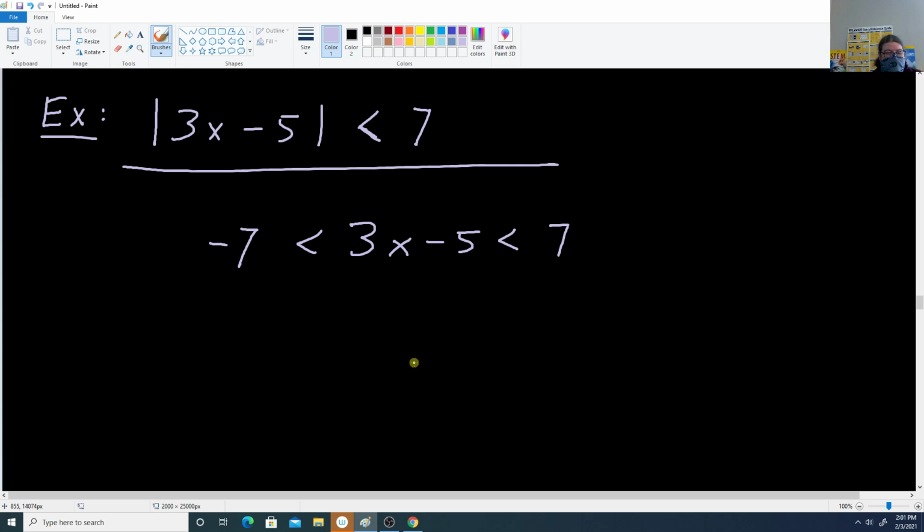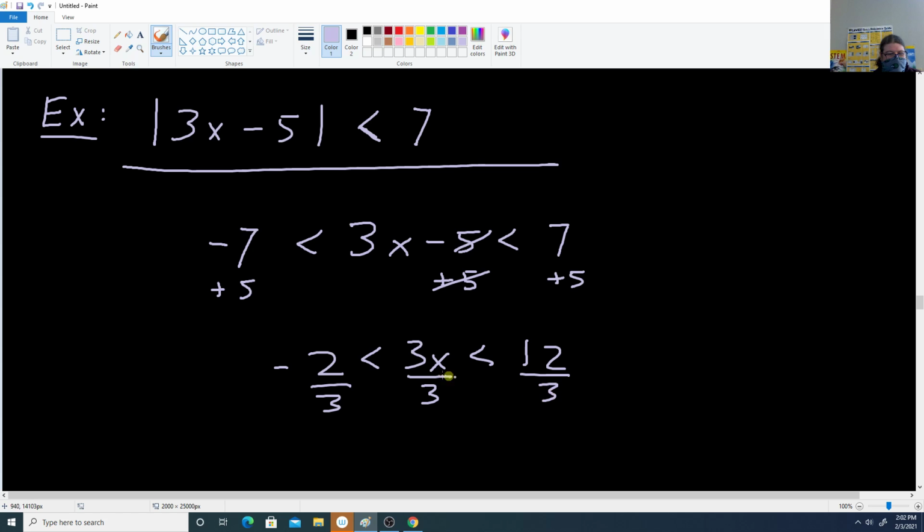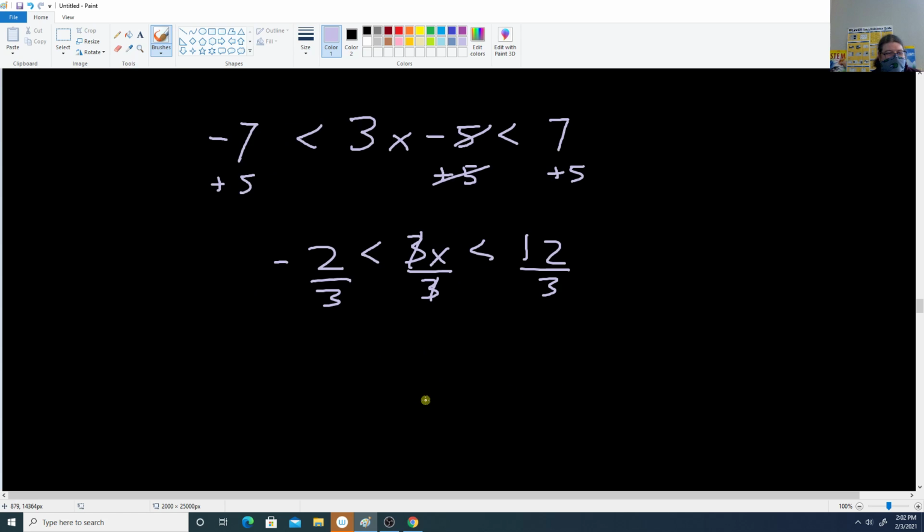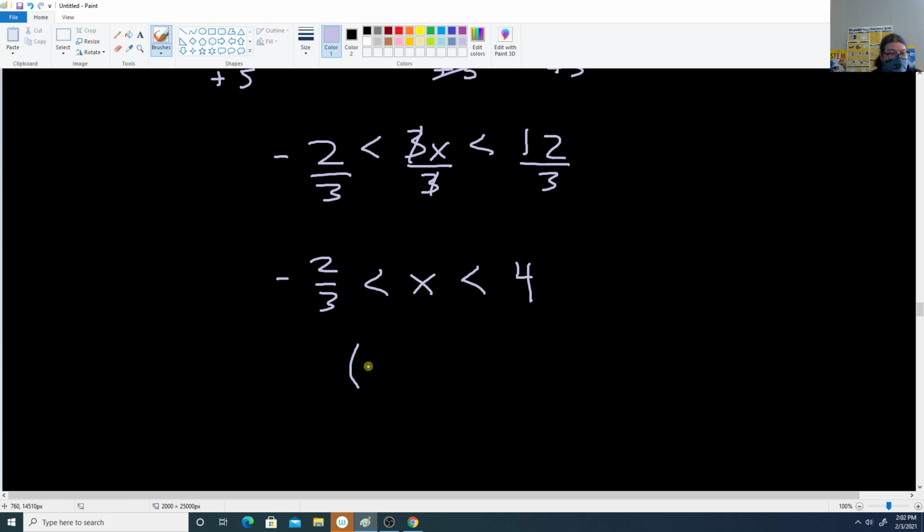So your goal here is to solve these for x, and in these we want to answer them in interval notation. So we're going to add 5 to all three places. It'll cancel here. That'll leave me a 3x in here. Negative 7 plus 5 is negative 2. And then 7 plus 5 is 12. I'm going to divide all three spots by 3. So that'll cancel there. We get negative 2/3 is less than x is less than 12 divided by 3 is 4. And to put this in interval notation, we're going to get open bracket negative 2/3 up to 4 open bracket.